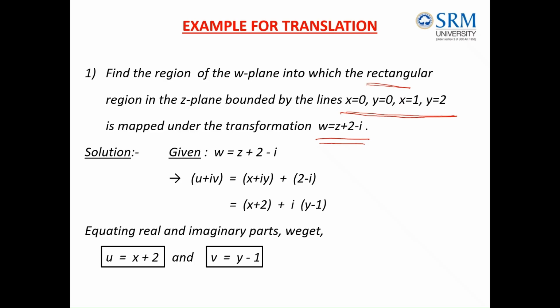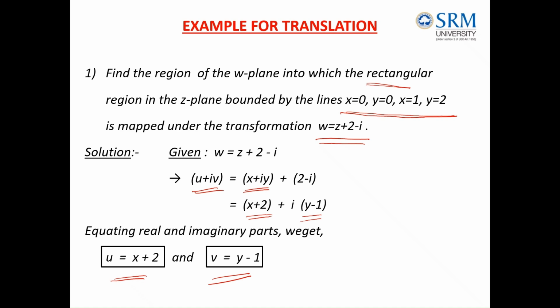So first we need to find the real and imaginary parts of the analytic function. Take w equal to z plus 2 minus i. Write w as u plus iv and z as x plus iy. Then separate the real and imaginary parts on the right hand side and equate them to the left hand side u plus iv. So you will get the real part u equal to x plus 2 and the imaginary part v equal to y minus 1.